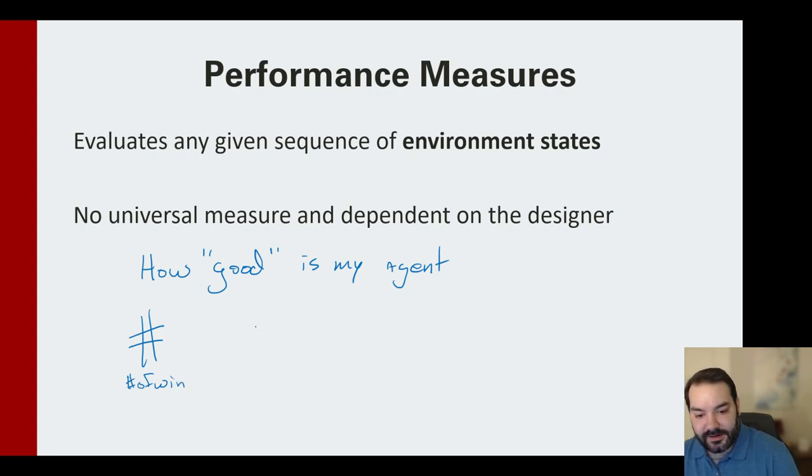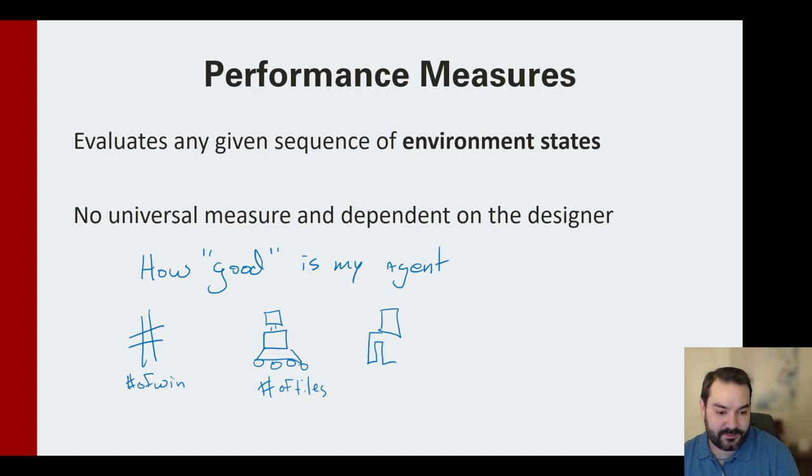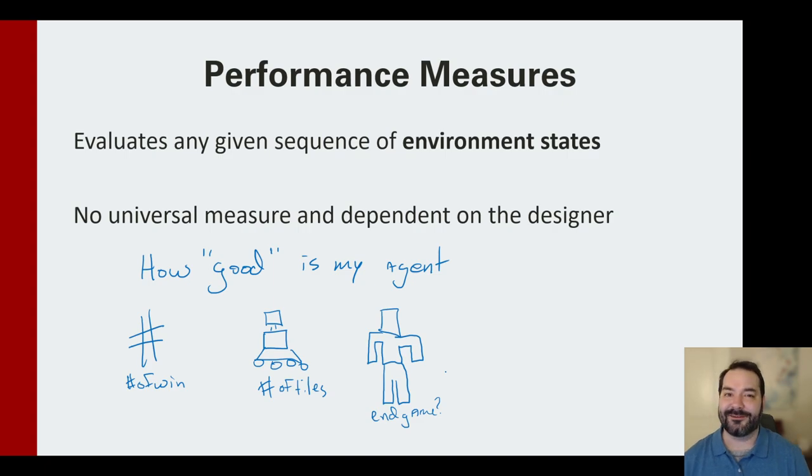If we are thinking about the cleaning robot, maybe it's number of tiles cleaned. And then if we're thinking about it from our Minecraft perspective, I teach, I do not have an art background, but I don't know, endgame? Don't you have to kill a dragon in it? My point being is, each one of these has different performance measures, and so you're not going to have one solid thing.